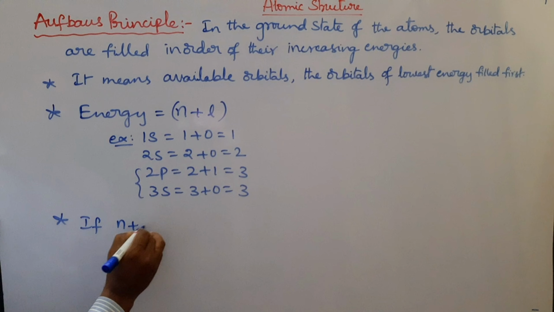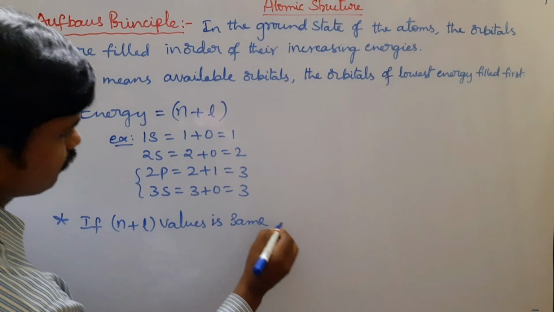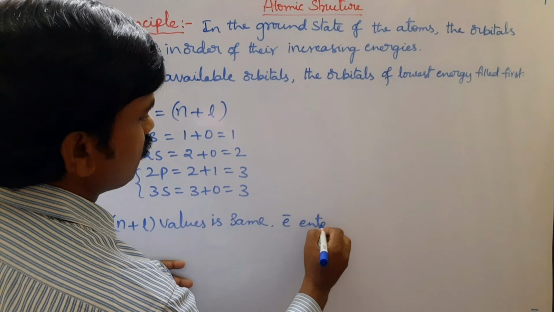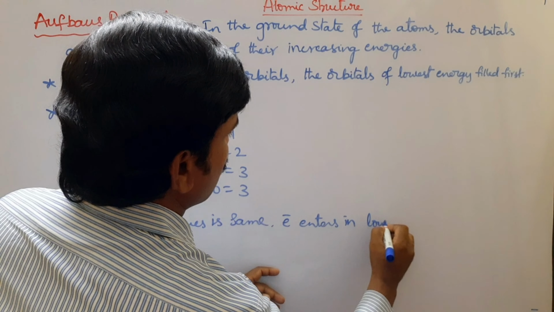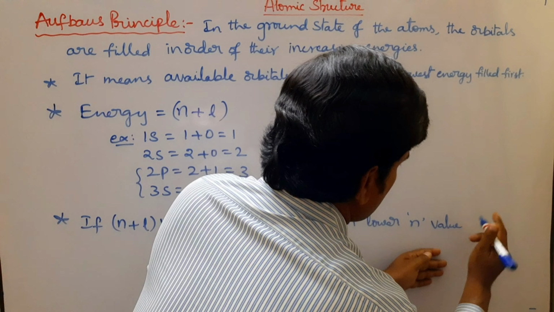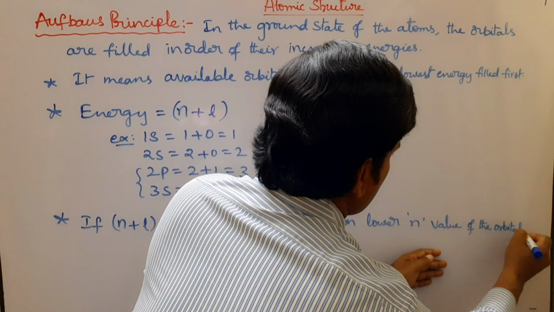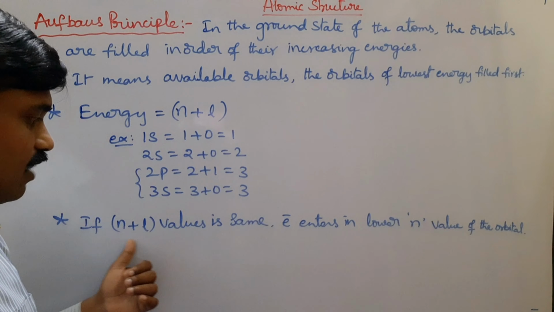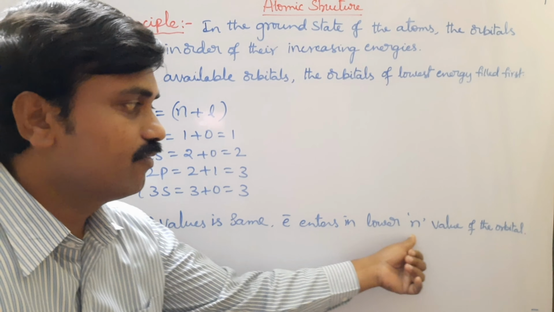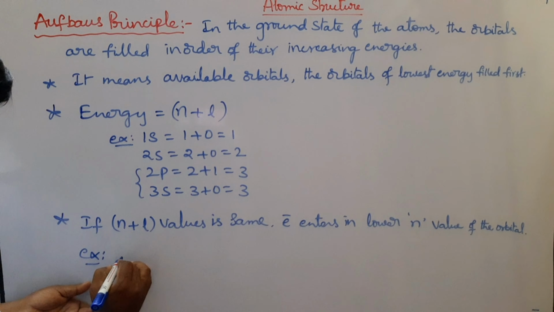If the n plus L value is the same for any two orbitals, the electron enters the orbital with the lower n value. So according to this point, look at an example.